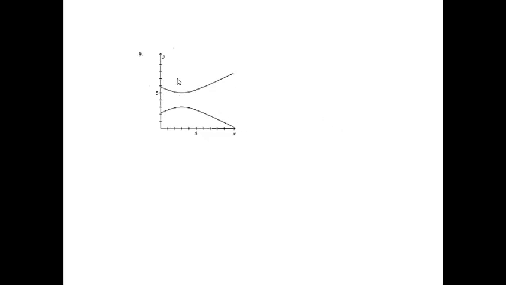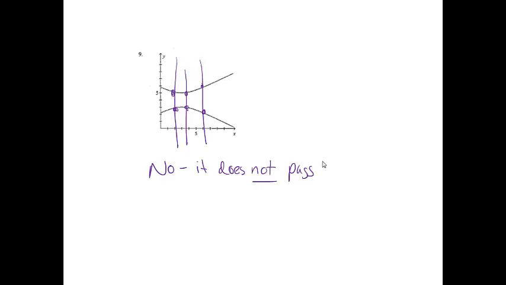Okay, number 9, once again, here we go with our vertical lines. Draw a few, and already I'm running into troubles because this line goes through twice, this one goes through twice, this one goes through twice. The vertical line is only allowed to pass through one time because what that's making is this input has more than one output. So we're going to say no, it does not pass, or we can say it fails the vertical line test, which again means there is an input that has more than one output.